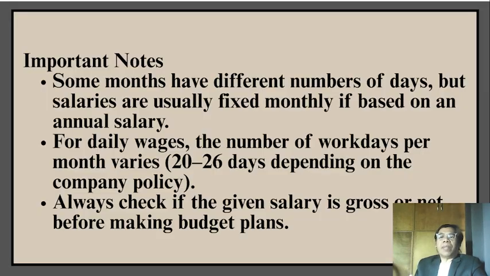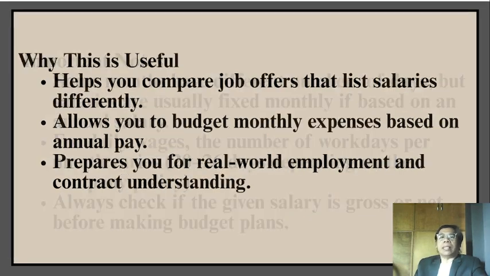Important notes. Some months have different number of days, but salaries are usually fixed monthly if based on an annual salary. For daily wages, the number of work days per month varies, 20 to 26 days depending on the company policy. And then always check if the given salary is gross or net before making budget plans.